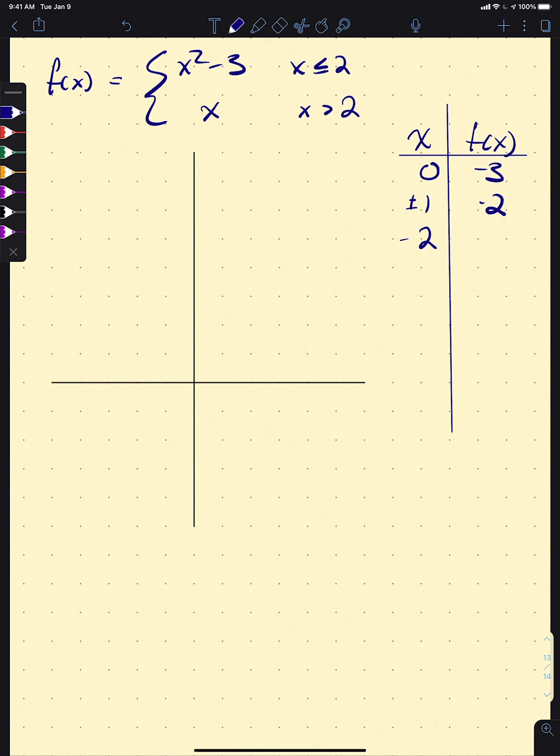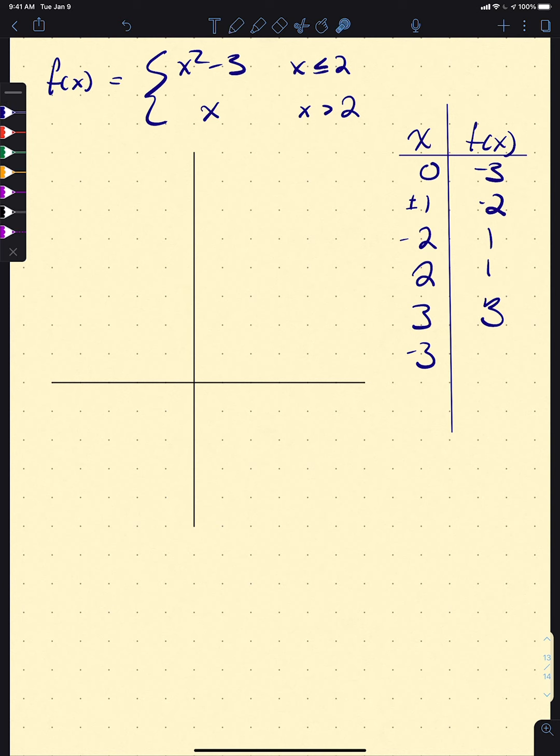And if we're at negative 2, well, we're still here. So negative 2 squared is 4. 4 minus 3 is positive 1. But at positive 2, well, we're still there, right? So positive 2 squared is 4, minus 3 is 1. But watch what happens when we do 3. Positive 3, now we're here, so the output is just 3. Okay, well, what about negative 3?